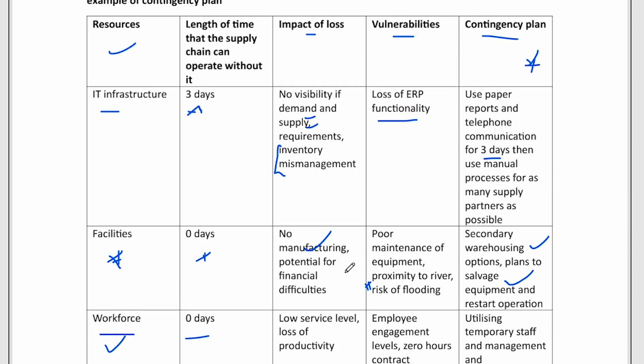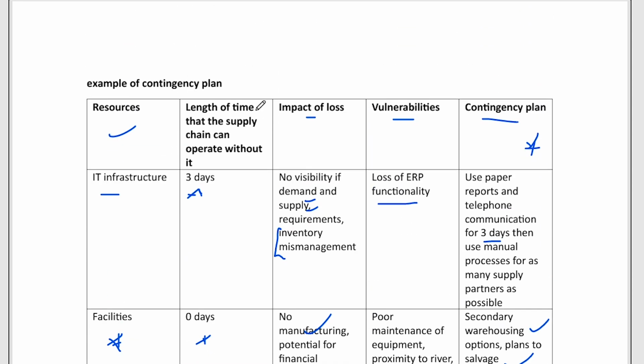So this is an example of a contingency plan, which looks at resources, how long you can go without them, the impact if those things aren't there, areas that are going to be vulnerable, and the plan you have in place to take care of all of that. And that is the thing with the contingency plan. Now let's move on to the next one, because we are sort of just finishing this. So you're looking at some of the plans that you need to have in place. So let's talk about the next one.